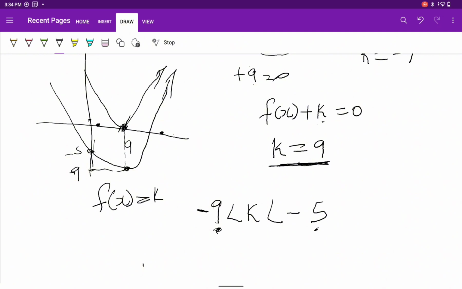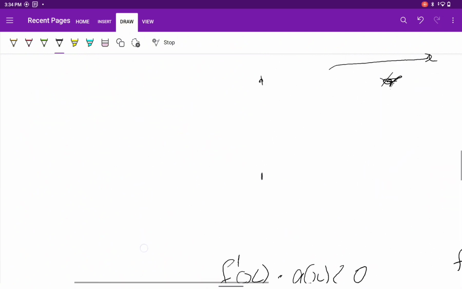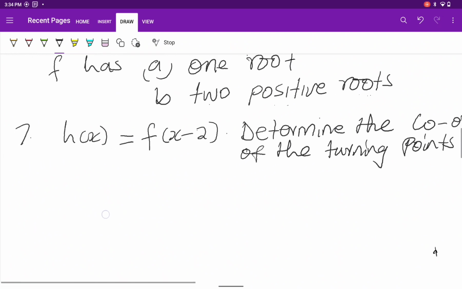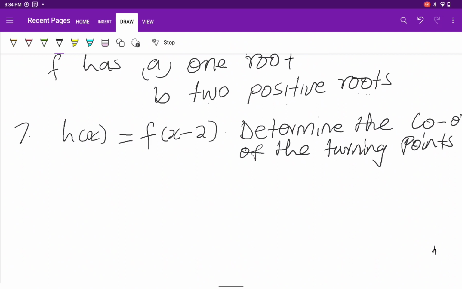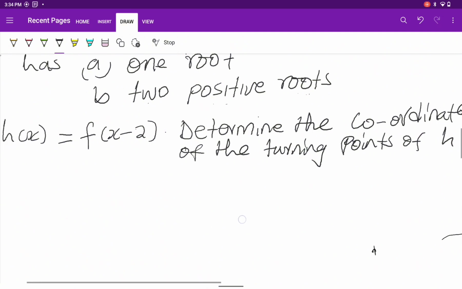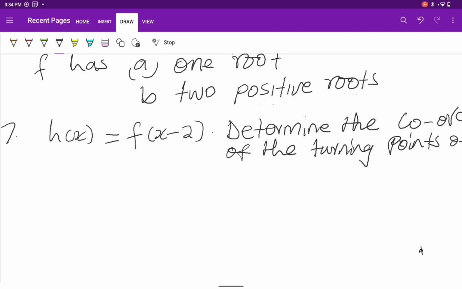Okay, so let's go to the last question. It says we are given the graph of h, and h is f at x minus 2. Now we want the coordinates of the turning point of h. Let's start with the coordinates of the turning point of f, which we have already calculated. We said it's 2 and -9.